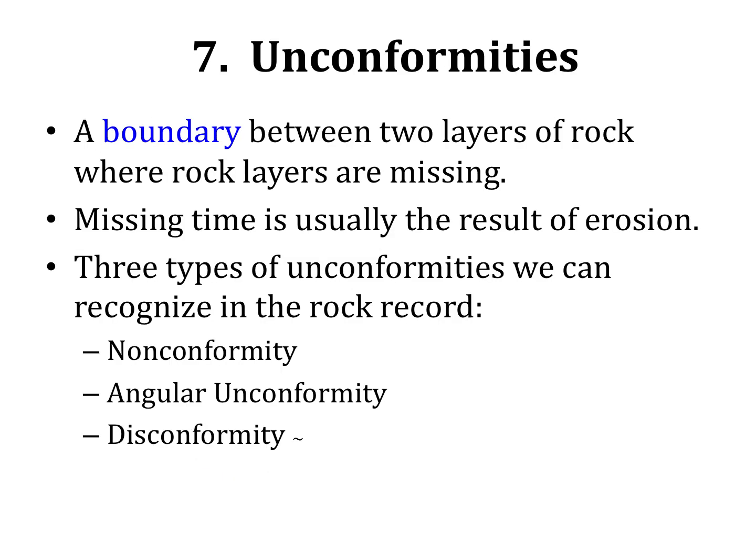Next, we're going to talk about unconformities, and sometimes these are included as the seventh principle. An unconformity is not a rock layer. Instead, it's a boundary between two rock layers, and that boundary marks where rock layers are missing from the timeline. This is usually the result of erosion, so rock layers were originally deposited, but then the environment changed, erosion happened, and some rock layers were eroded away.